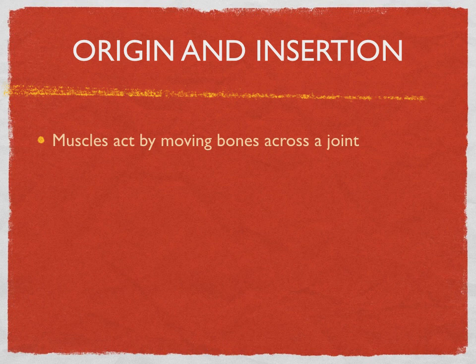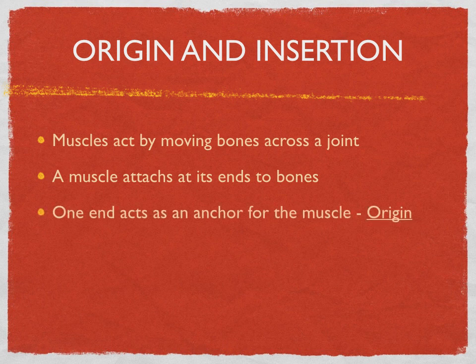So every muscle has a length to it of some sort, and it has two attachment sites, one site at two separate bones. So the way that we define then the origin and the insertion is that one of those ends acts as an anchor for the muscle.